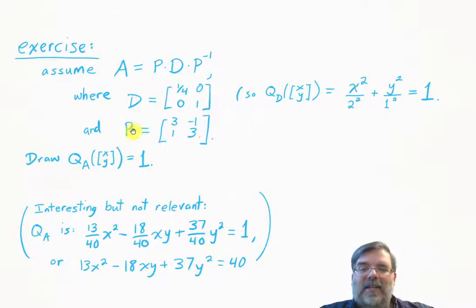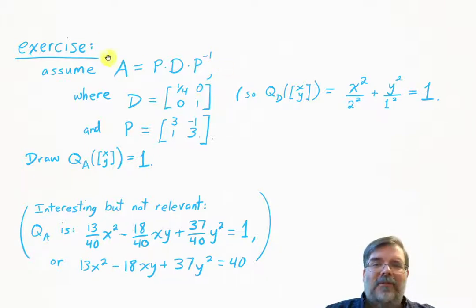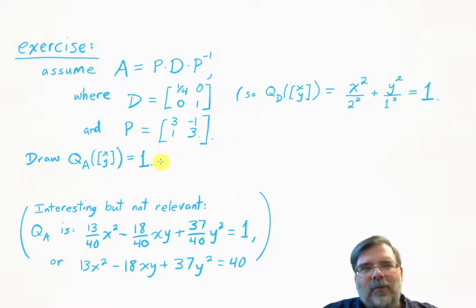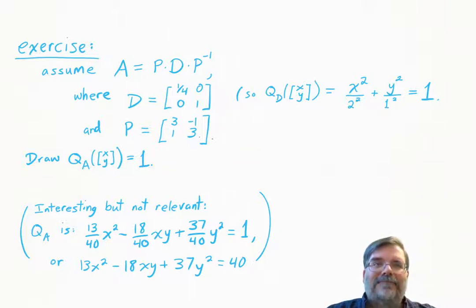If you're given P and D, you could also calculate P inverse. You could multiply those together to get A, and then you could reconstruct the quadratic form. So if you're interested, this is what it is when equal to 1. You could also clear denominators to make it look like this. I don't know if it's that interesting. But go ahead, try to draw a good picture. Again, it doesn't have to be perfect, doesn't have to be to scale, but just a rough idea of what it looks like will be great. And that's how you use matrix algebra to graph conic sections by way of quadratic forms.